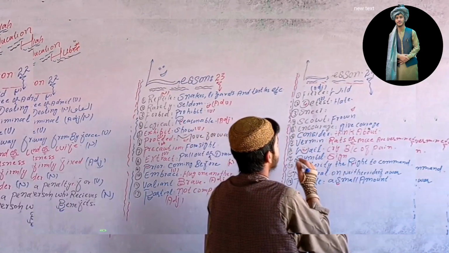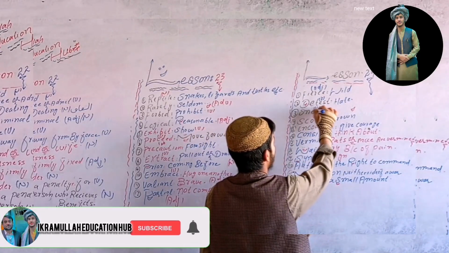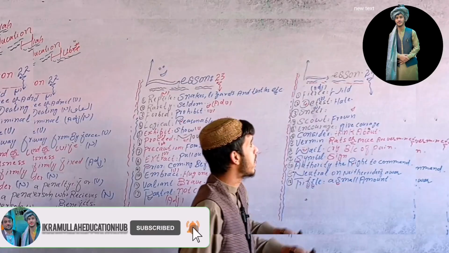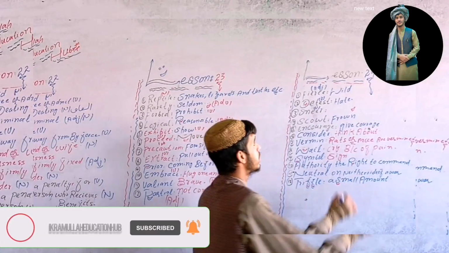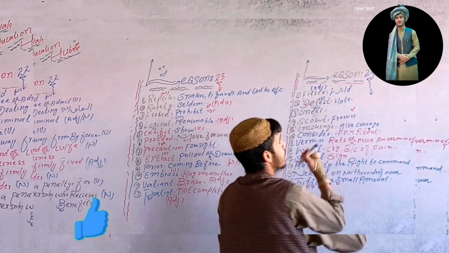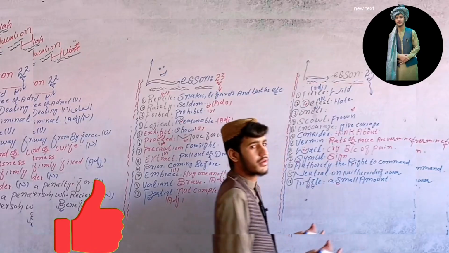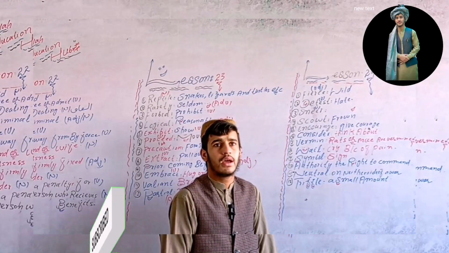The second one is sleep. Sleep का grammatical position हमारे पास है verb है. You can say sleep. You can also say sleep.